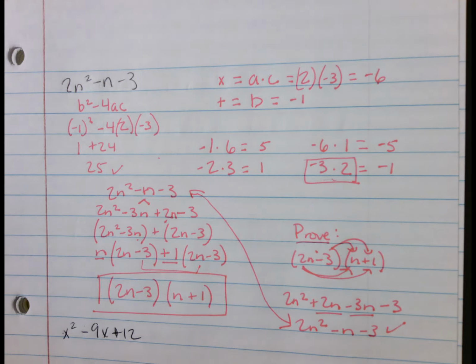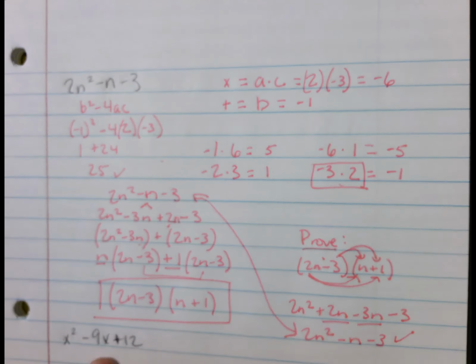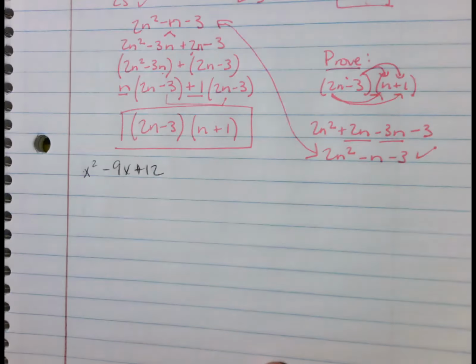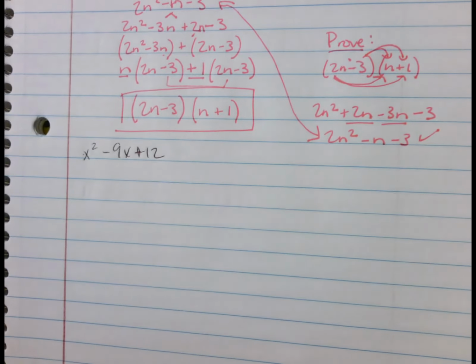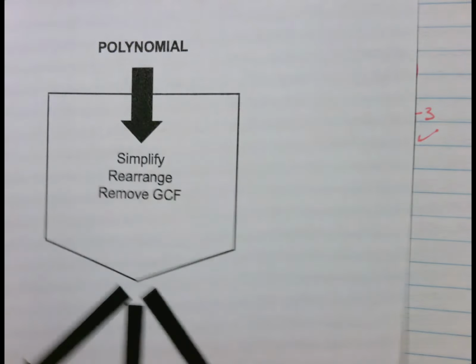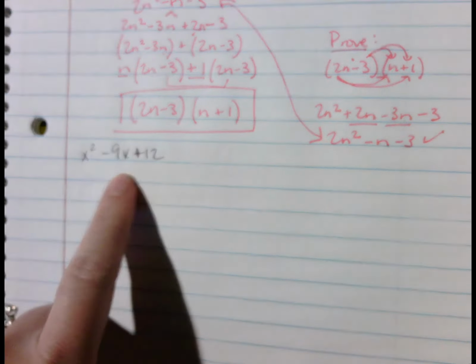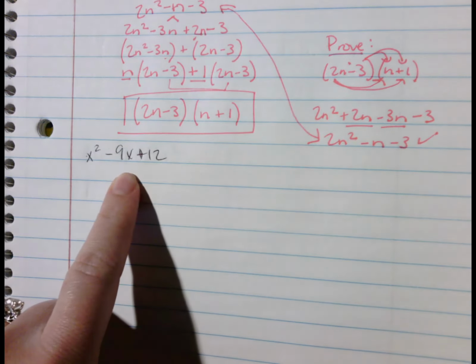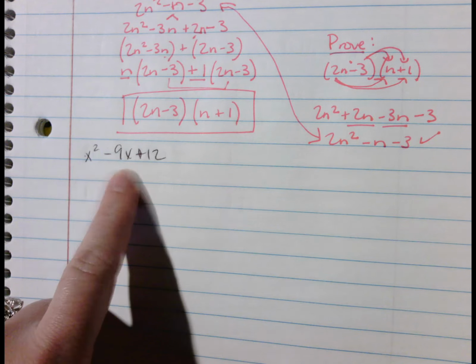All right, so the second example, let's look at this one. X squared minus 9x plus 12. Okay, so if we look at this one, remember we start with our process. Simplify, rearrange, remove a greatest common factor. So to simplify, there's nothing to combine, so we can move to the next step, rearrange. It's already in standard form, so we're good on that.